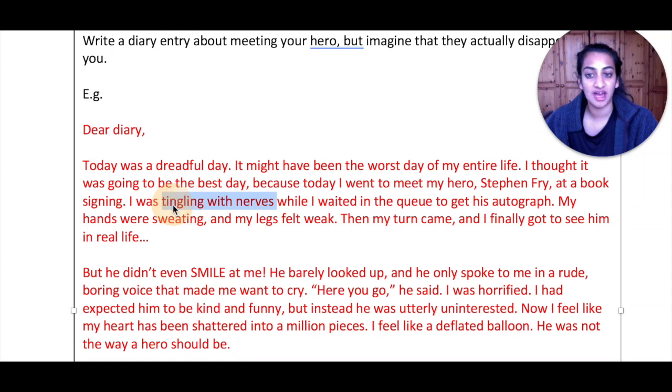So here I'm describing how I felt before I met him. I was really tingling with nerves, so I'm almost describing my feelings as a physical sensation in my body. Hopefully you can really imagine what it feels like to be tingling with nerves, so that is an example of emotive language that helps you to understand how I was feeling. My hands were sweating and my legs felt weak. Then my turn came, and I finally got to see him in real life. But he didn't even smile at me.